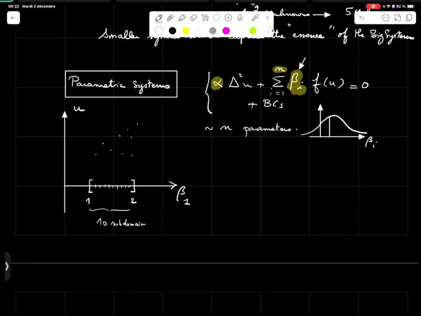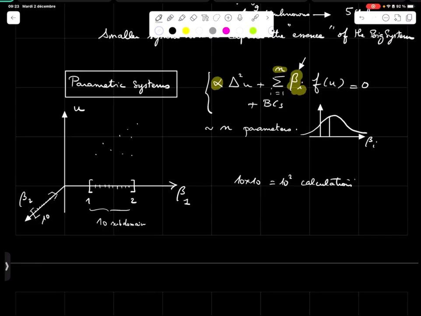But now you can imagine that that's not over, because unfortunately, beta 2 is also varying. So now you have beta 2, and you're going to sample for beta 2. So you're going to take 10 samples here, and you're going to solve for your solution. But now you cannot solve for beta 1 and beta 2 necessarily independently. So you're going to have a cloud of points. And if you have here 10 subdomains times 10 subdomains, that means 10 times 10 equals 10 to the power 2 calculations.